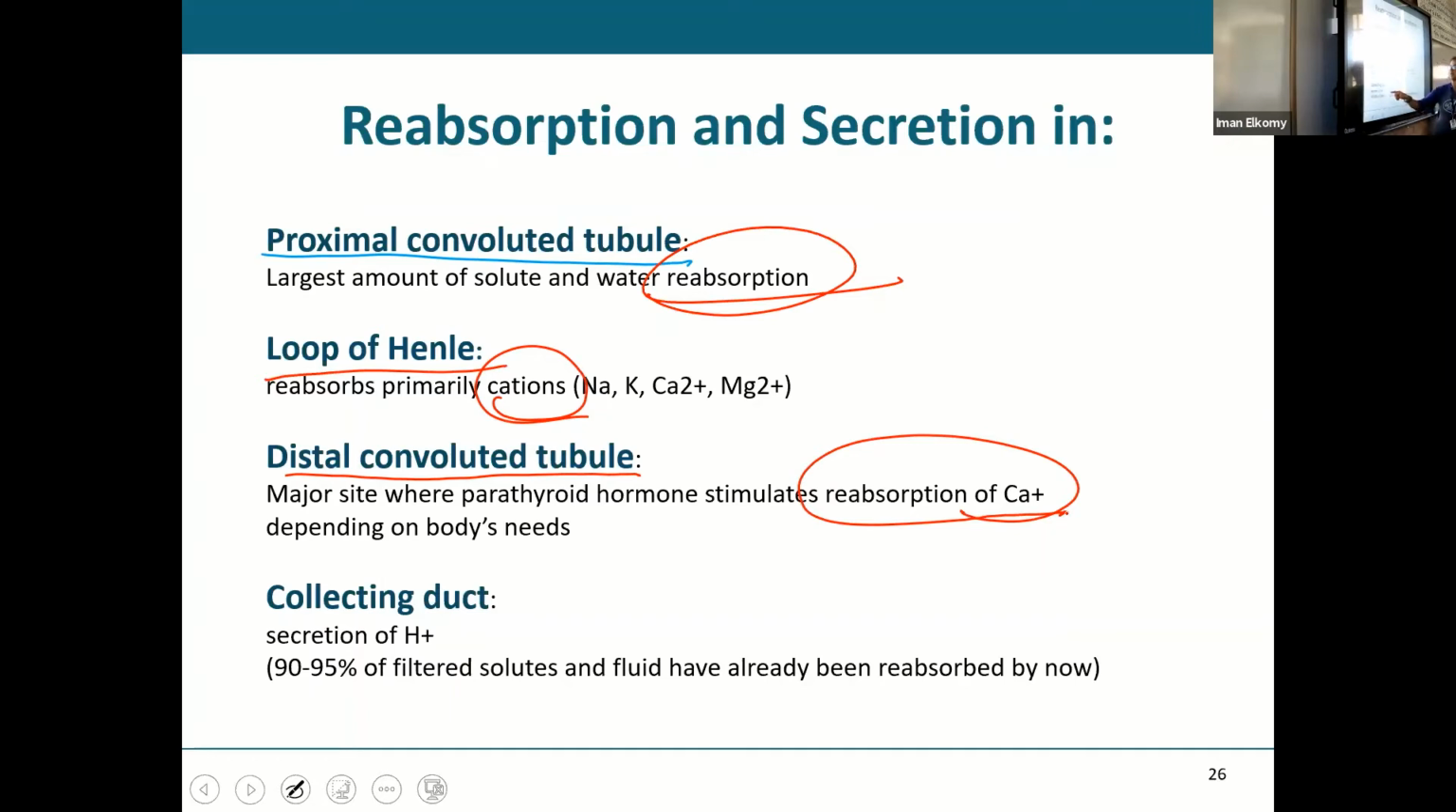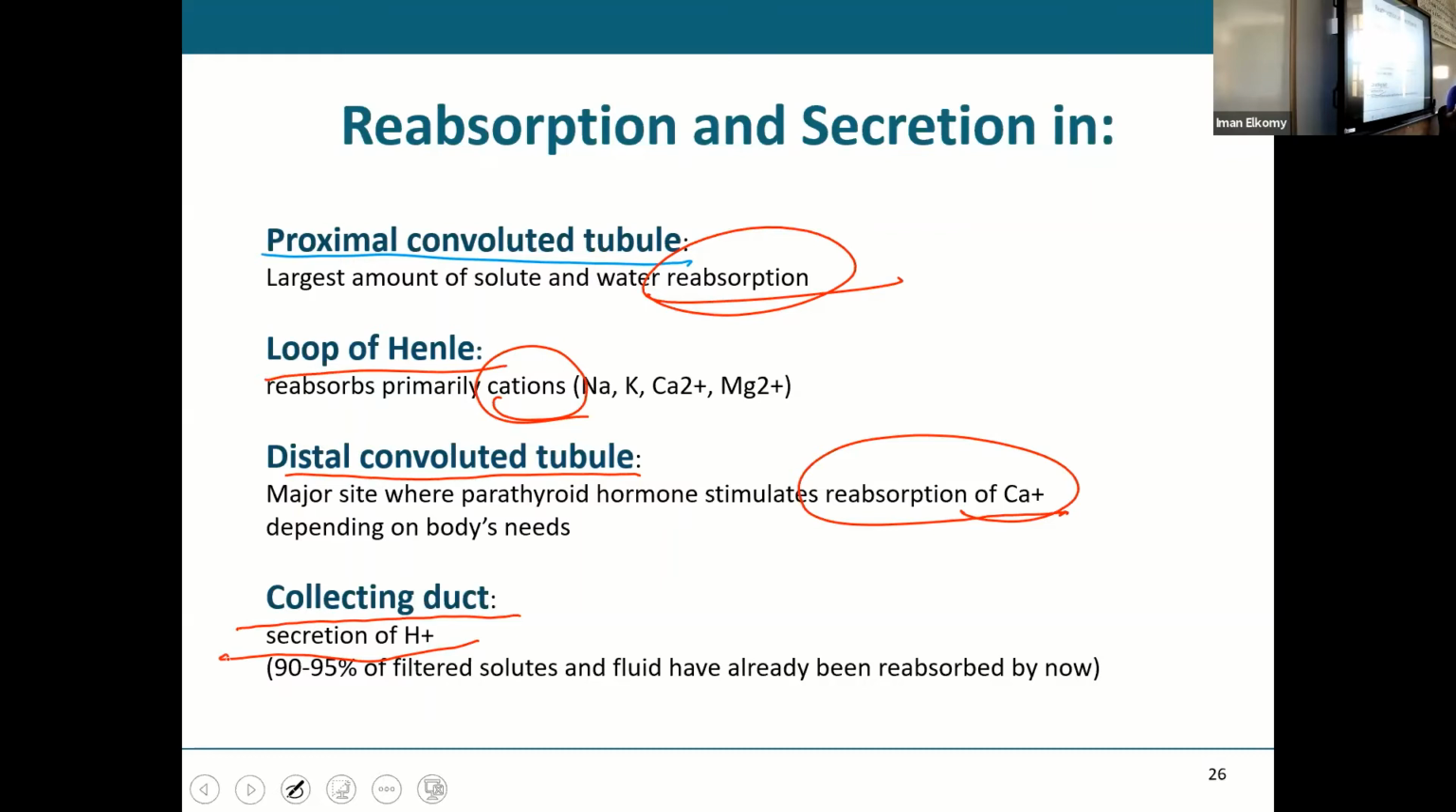And then by the time you get to the collecting duct, after the distal convoluted tubule, you pretty much have urine, and then you're just fine-tuning pH. So you're really moving hydrogen ions around in order to fine-tune that pH. So the collecting duct is where the kidneys will secrete those hydrogen ions in order to adjust the pH. So you end up with an acidic urine, and you've got a pretty neutral blood.